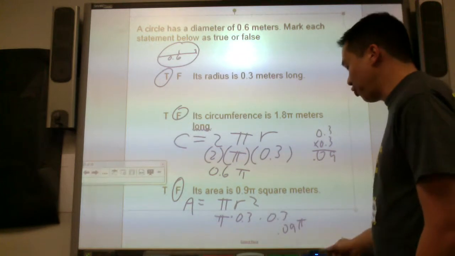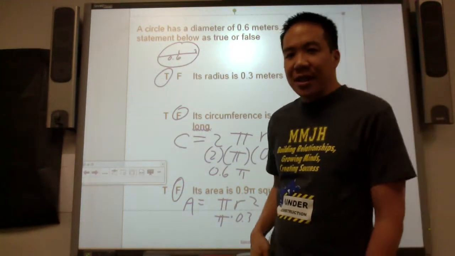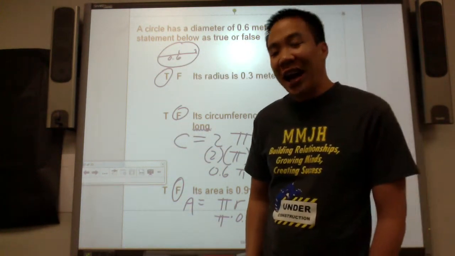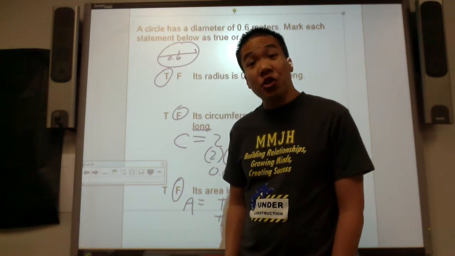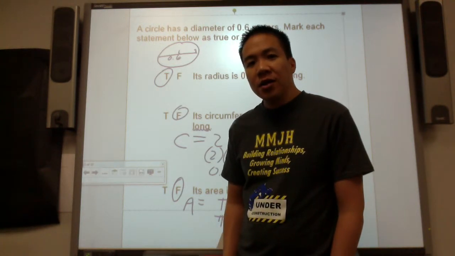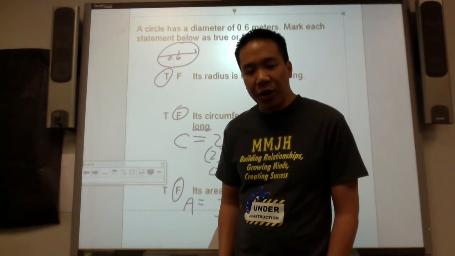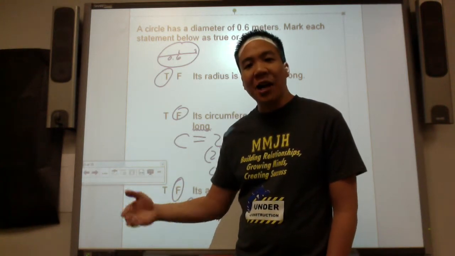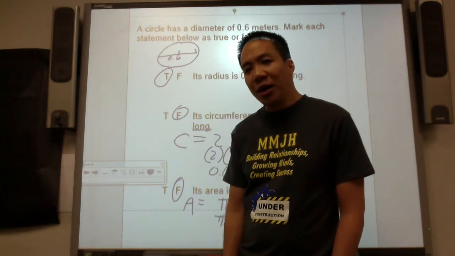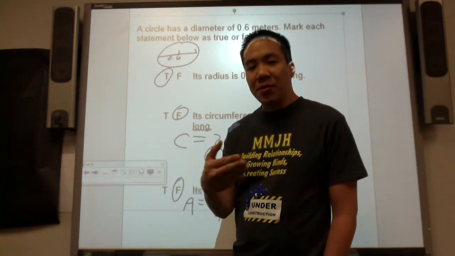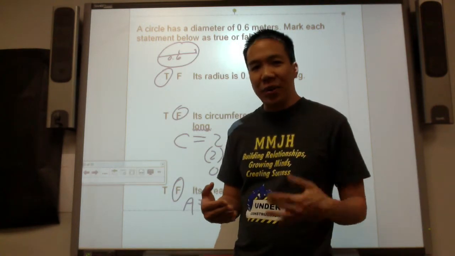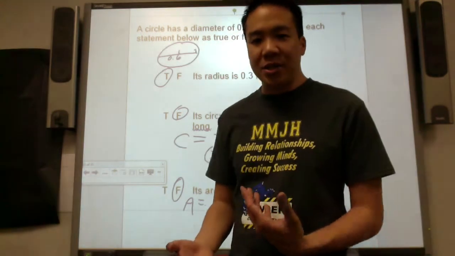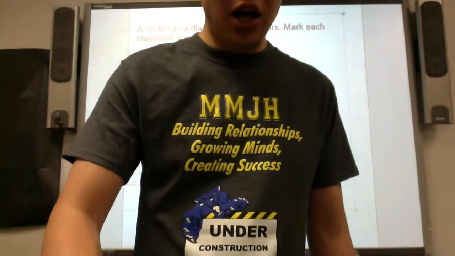So that is false. The main thing about this lesson is we learn how to find the area of a circle. To find the area of a circle, you multiply pi times radius squared. Once you know the radius, you just square that number times pi. For pi, you may either use 3 or 3.14. So this is area of circles.